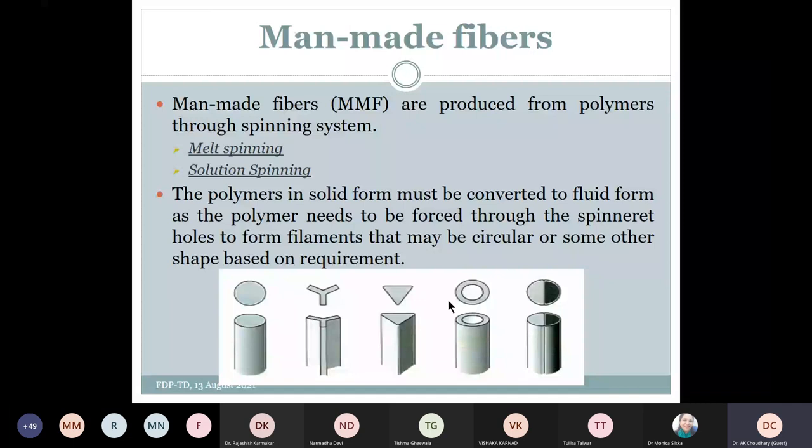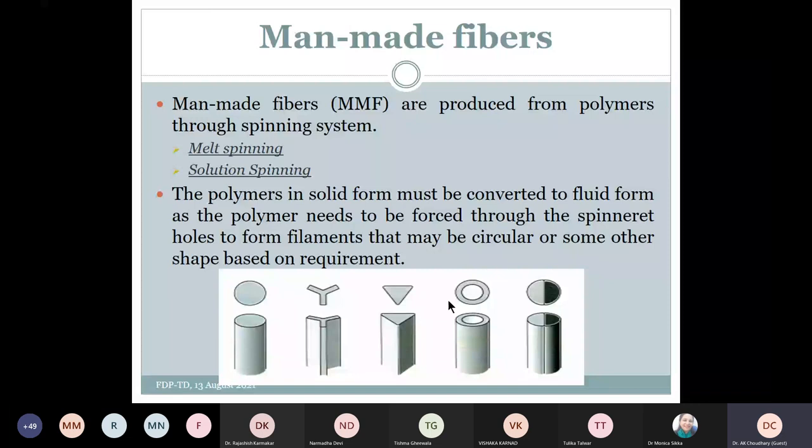The polymers in solid form must be converted initially into fluid form, in the gel form or in liquid form. The polymer then needs to be forced through the spinneret holes to form filaments, and that may be circular or some other shape, based on the design and layout of the spinneret.